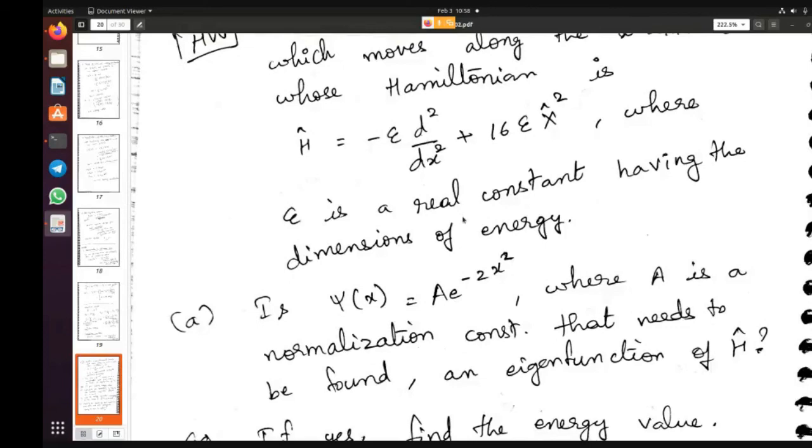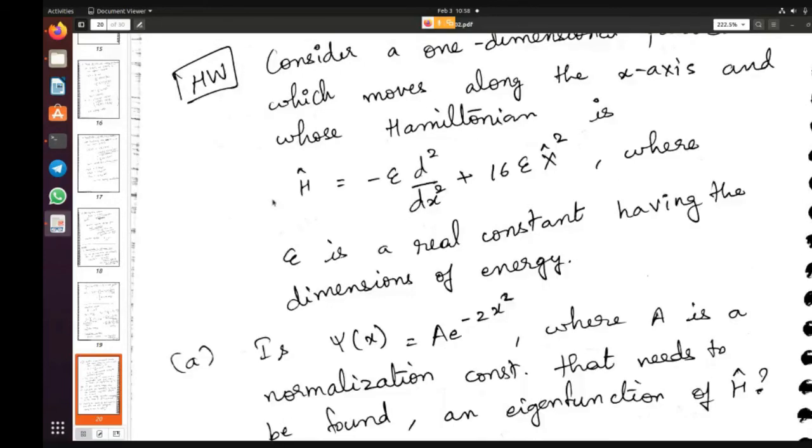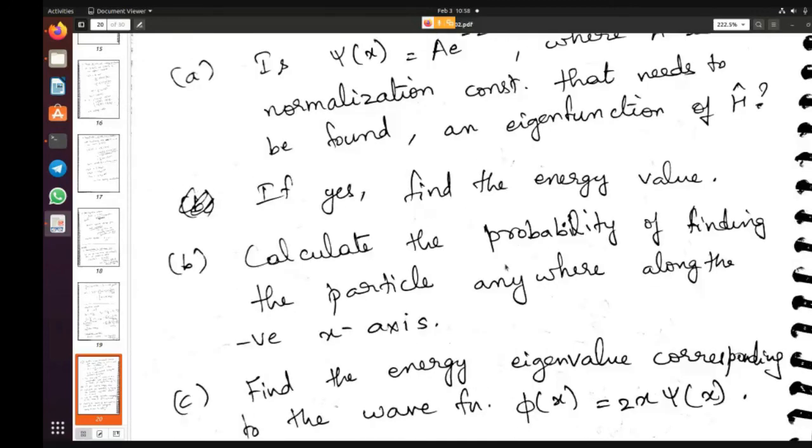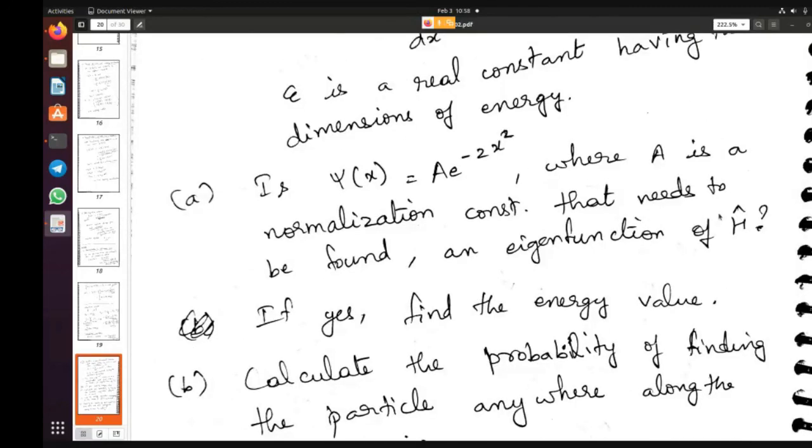So how will you check if something is an eigenfunction of the operator? You will do H acting on psi of x, and it should give you some number into psi of x, something that is not an operator. That is what it should give you. That is how you will check whether psi of x is an eigenfunction of the Hamiltonian operator. If it is an eigenfunction of H, then find the energy value.